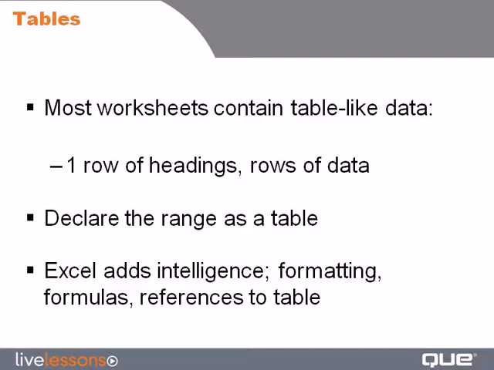In Excel 2007 now, it's possible to declare that range as a table. And when you define the range as a table, Excel adds all sorts of intelligence. First of all, it makes it very easy to format the table, even alternating row, what I call green bar formatting. The formulas are better. You can enter one formula in the top cell, and it gets copied down to all of the cells. Plus, any references that refer to the table will automatically grow as the table grows.